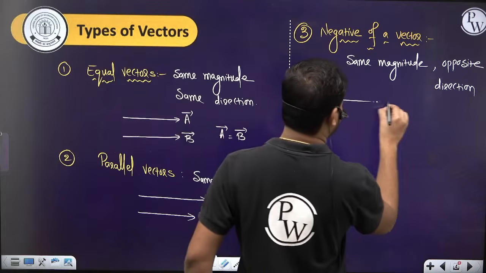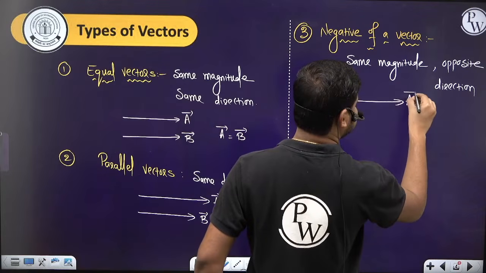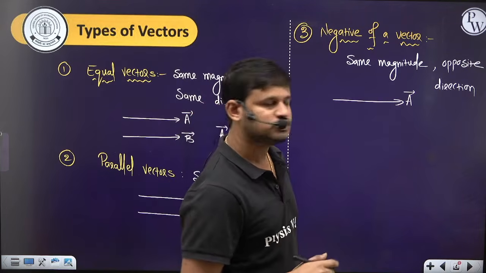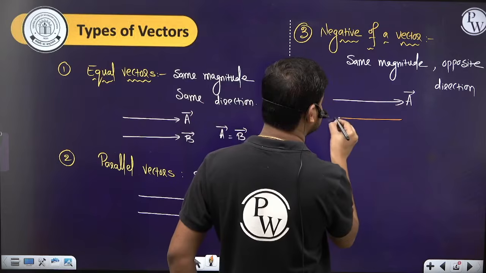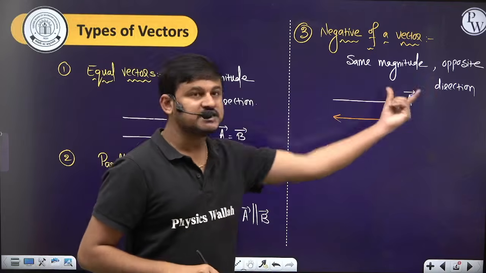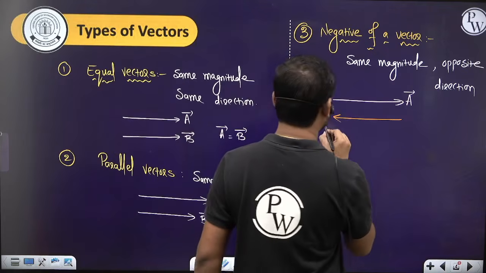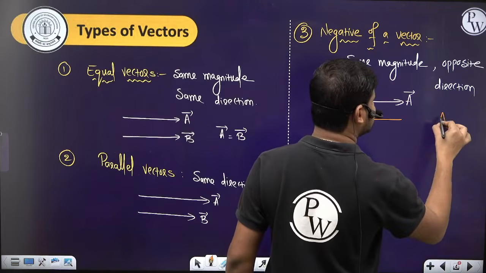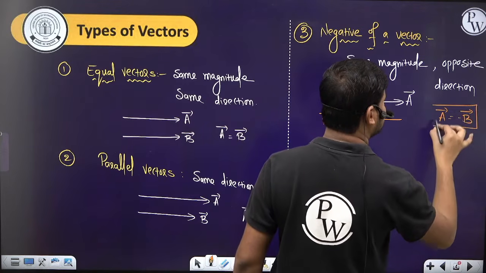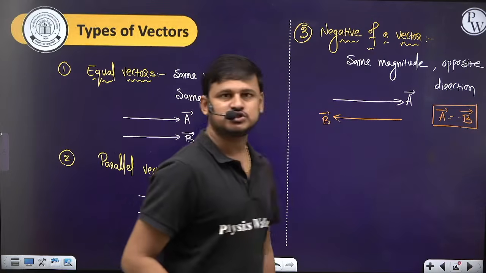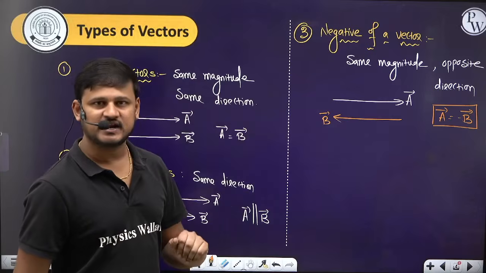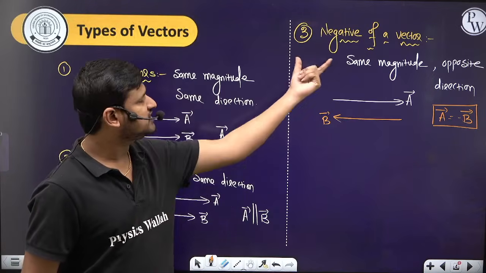For example, if I write the vector A like this, this is a vector A. Then the negative of vector A, I can write simply as same magnitude but opposite direction. So let's consider this is vector B. I can say the relation between them as vector A is equal to minus vector B, or B is equal to minus vector A. In either way you can write that. Clear? So this is the negative of a vector.